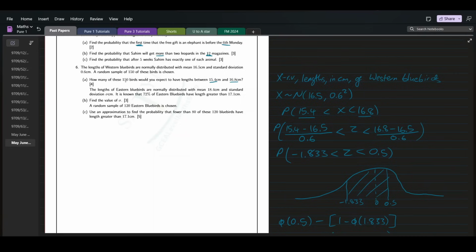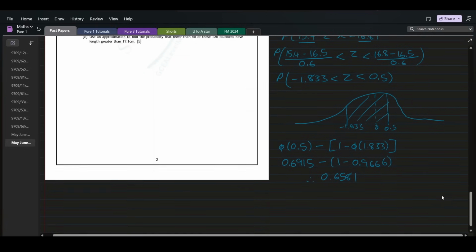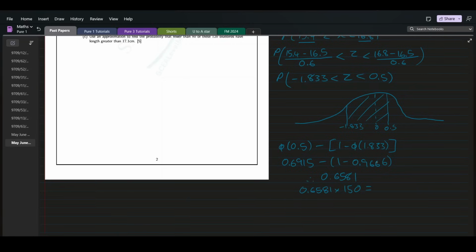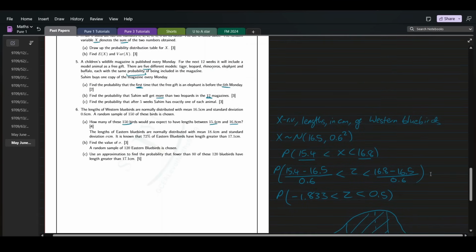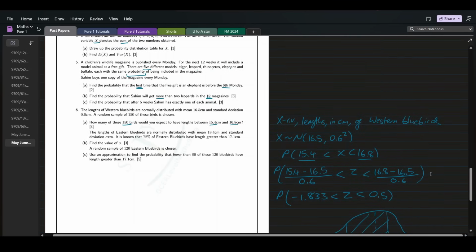Now we have been given a sample of 150 birds. We want to know how many of those we would expect. So that means we're going to multiply this by the 150. So if we do that, we get 98.715. So let's round up. That means we expect 99 bluebirds to have a length between 15.4 and 16.8 centimeters.